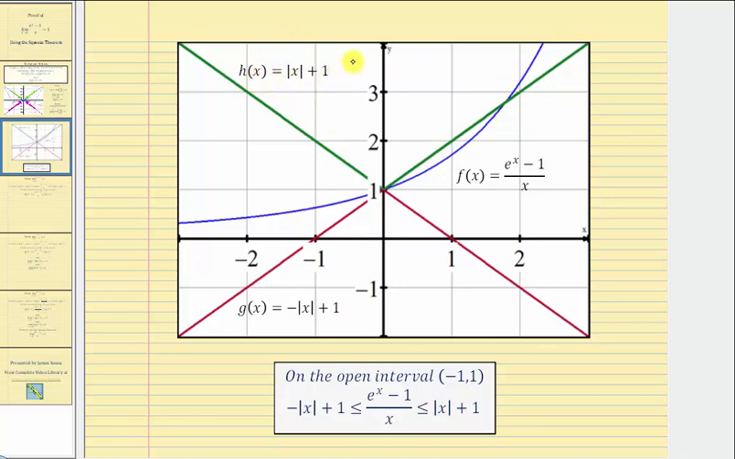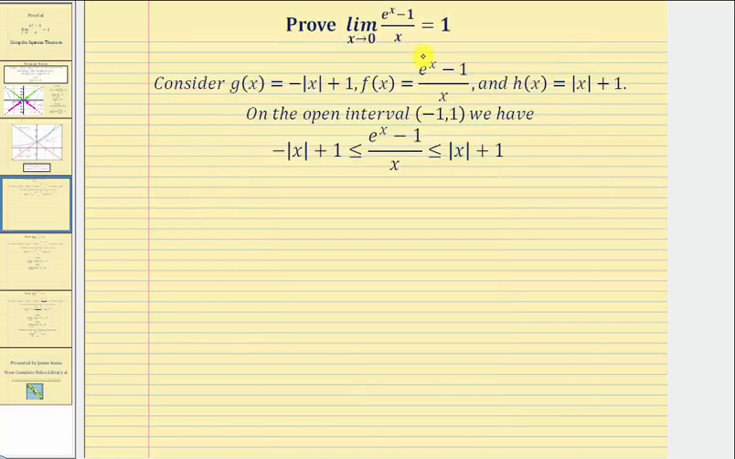Notice how the function f of x is not always less than or equal to this top function, but it is less than or equal to this top function on an open interval containing 0. So we'll only consider this on the open interval from negative 1 to 1 to satisfy the Squeeze theorem. So to set up our proof, we'll consider g of x equals negative absolute value of x plus 1, f of x is equal to the quantity e to the x minus 1 divided by x, and h of x equals the absolute value of x plus 1.